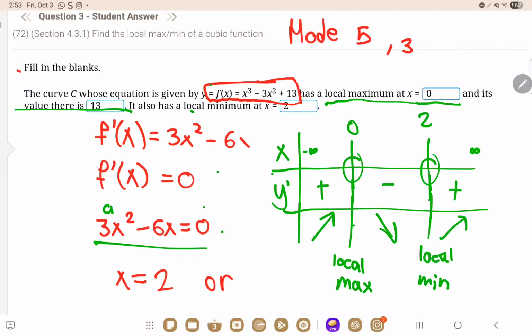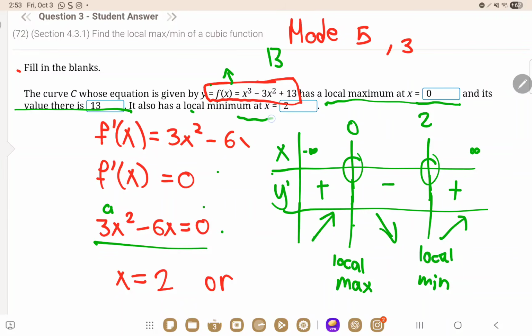You're gonna say, oh wait, what? How'd they find that? What you're gonna do basically is just substitute 0 into this equation. So 0 cubed is 0, minus 3 times 0 is 0, plus 13 is gonna be 13. That's it. That's literally how you found it.